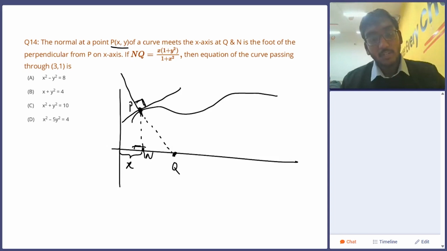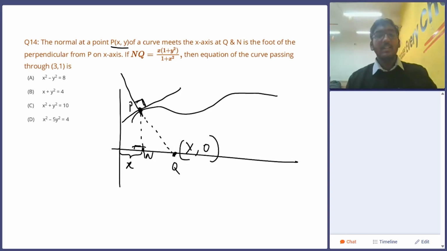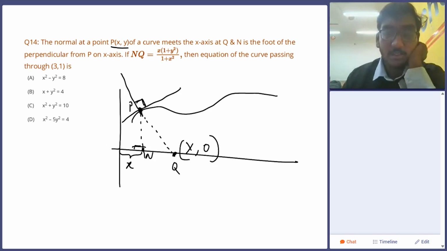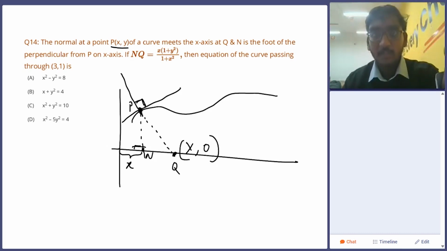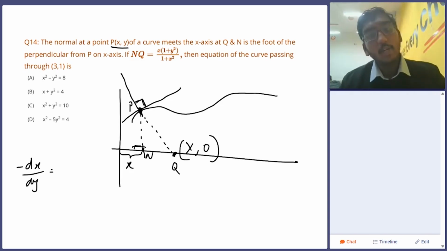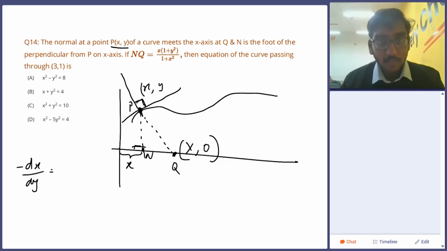And we don't know what is the coordinate of Q. We'll just call it capital X comma 0. The y coordinate is 0 because it lies on the x-axis, okay? So what you have to do is equate the geometrical interpretation of slope to the value of slope you get from calculus. What is the slope of normal? That is negative dx upon dy, right? That will be y2 minus y1 upon x2 minus x1, okay? This point is x comma y, right? And this point is capital X comma 0, okay?